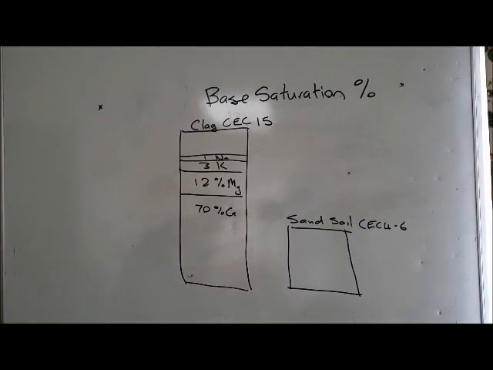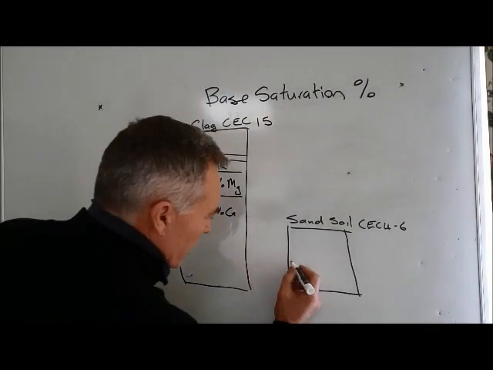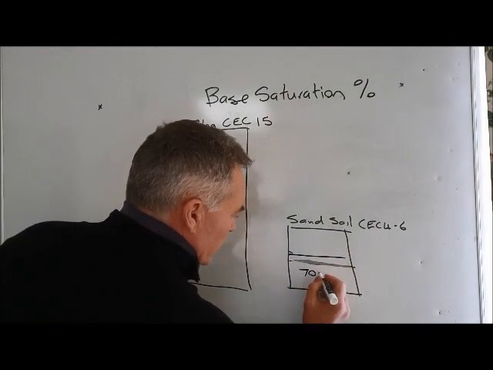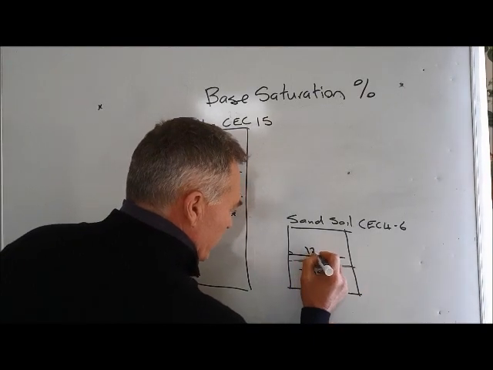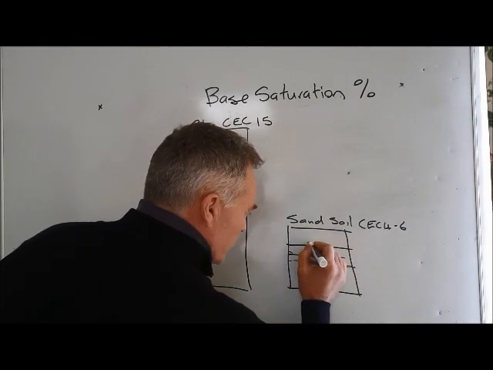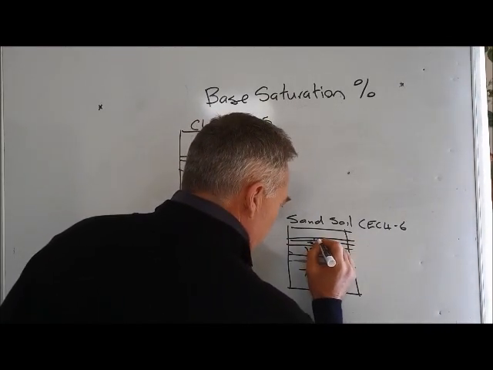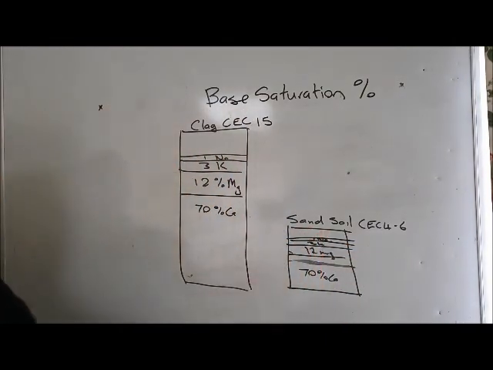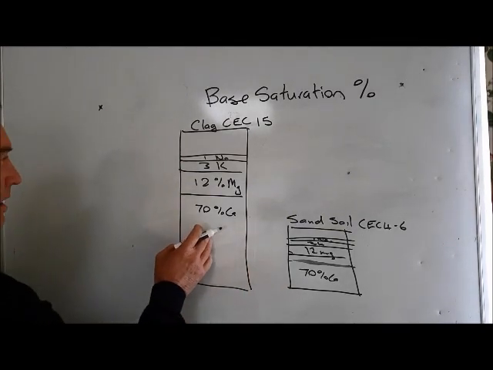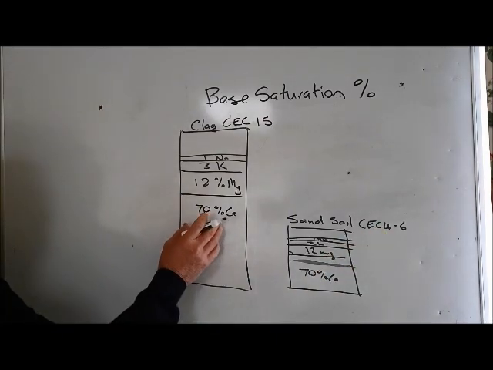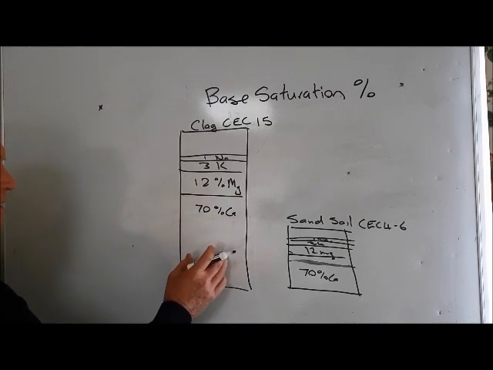So what happens here is the same scenario, I'm going to run out of room around that. 70% calcium, 12% magnesium, 2% K, and 1% sodium. Hard to fit it all in together. So if you look at it like that, to get 70% calcium in your clay soil against 70% in your sandy soil, there's going to need to be a much larger quantity of calcium.